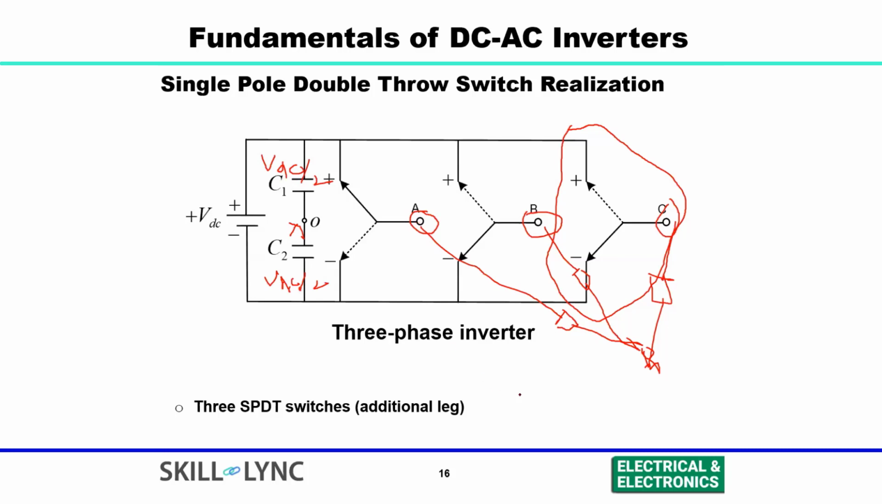So now if I consider the VAO output, when this is connected to the positive bus, this point is connected here, so plus VDC by 2, and when it is connected to the other point, it is minus VDC by 2. So you have plus VDC by 2 and minus VDC by 2. Okay, this is the output. So similarly, we can realize this with the three switches, and these can be replaced with IGBT or MOSFET.